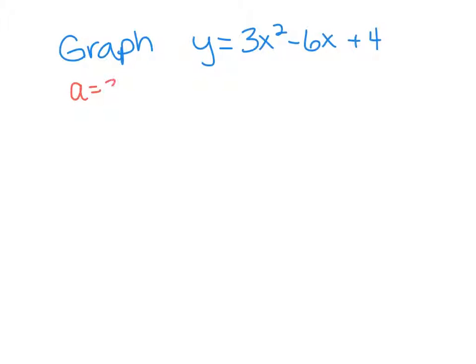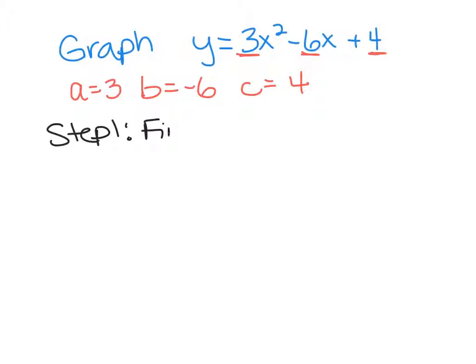Let's graph, and we'll just graph on our notebook paper. We can use graph paper tomorrow. y equals 3x squared minus 6x plus 4. Alright, so we're going to graph this function using standard form. So step 1 is to identify what a, b, and c are. So a is equal to 3, b is equal to negative 6, and c is equal to 4. When we get a little bit better, we might not have to do that part, but this is a good way to start.